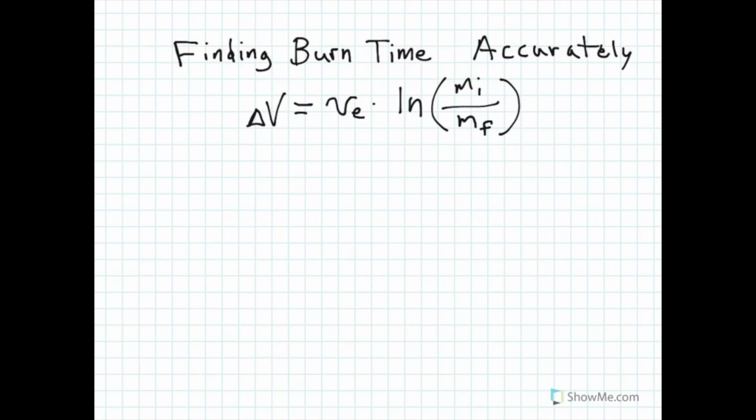Using the fact that final mass is the initial mass minus the mass of the propellant used, we can substitute and solve for the mass of the propellant we need to burn. This is given by the equation: initial mass times 1 minus 1 over e to the delta V divided by the exhaust velocity.